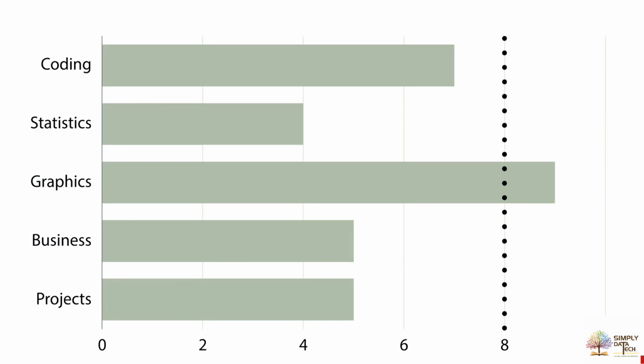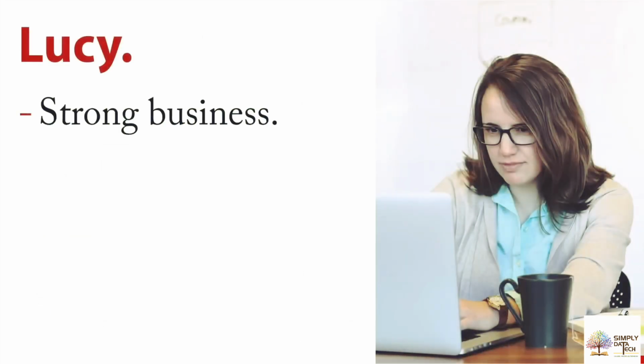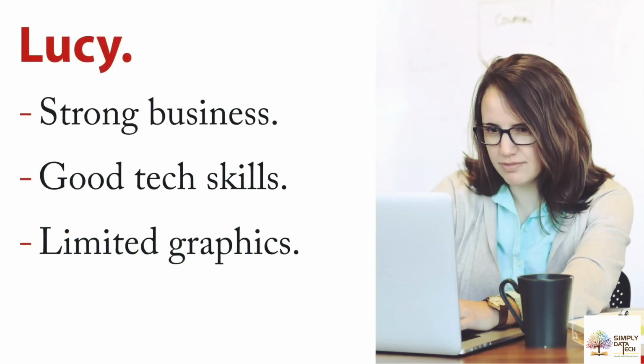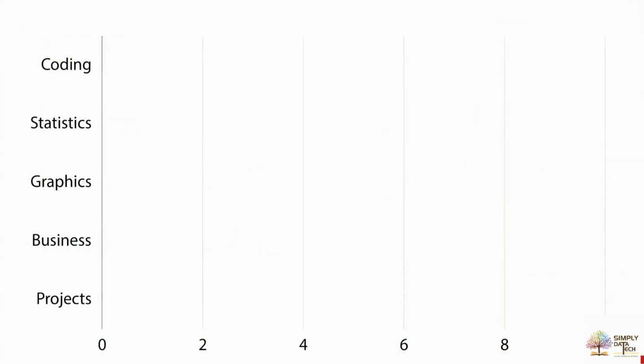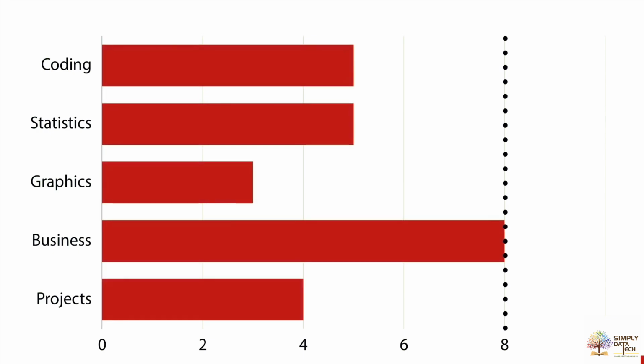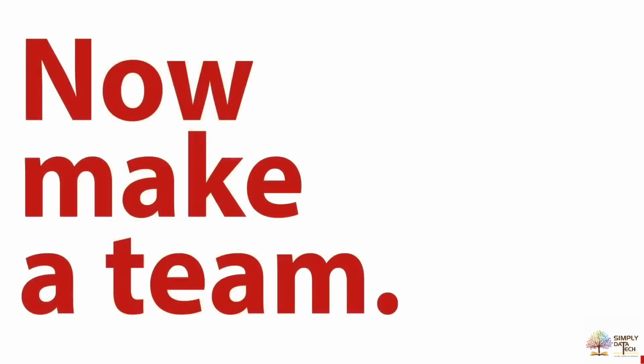On the other hand, let's pair him up with somebody else. Let's take a look at Lucy. Lucy has strong business training, has good tech skills, but has limited graphics. And so if we get her profile on the same thing that we saw, there's coding, pretty good. Statistics, pretty good. Graphics, not so much. Business, good. And projects, okay. Now, the important thing here is that we can make a team.